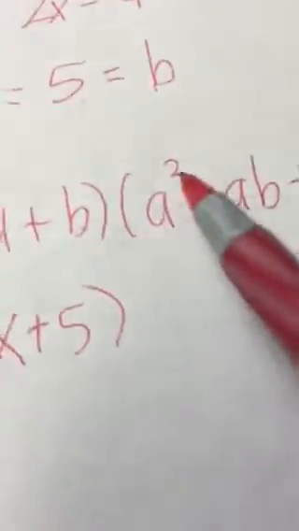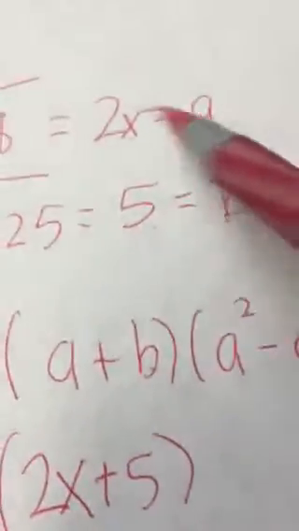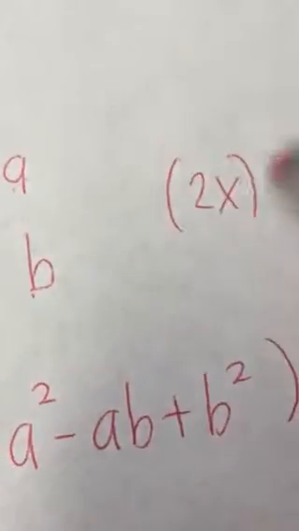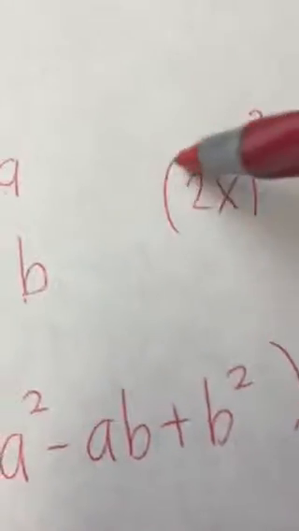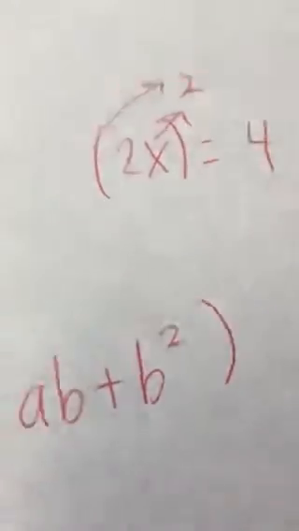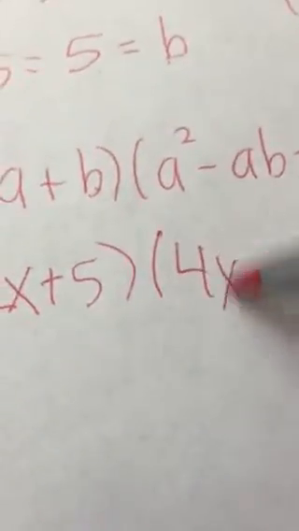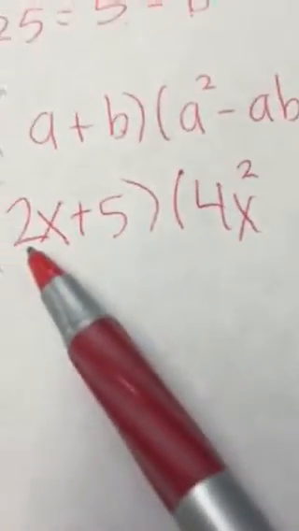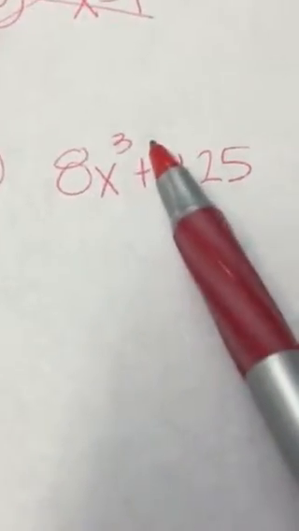Now I want A squared. And remember, A was 2x. So I want to think about 2x squared. Well, 2 times 2 is 4, and x squared is x squared. Therefore, down here, 4x squared is what I'd have. Thinking about it logically, 2x times 4x squared gives us our original 8x cubed.